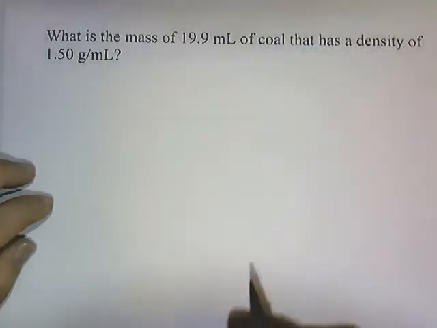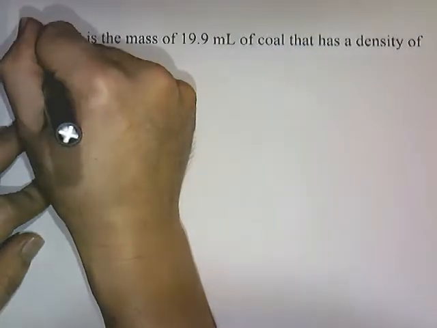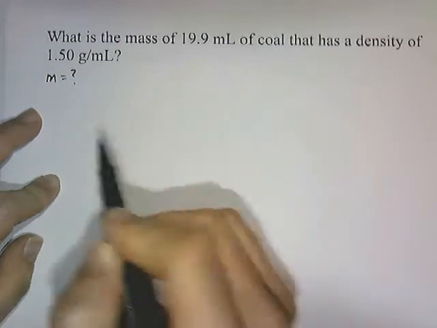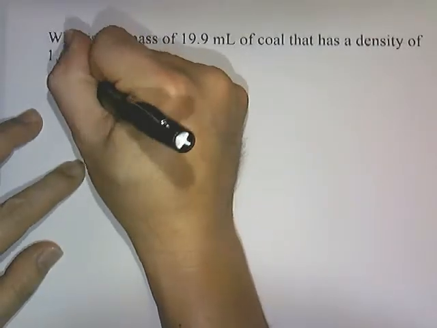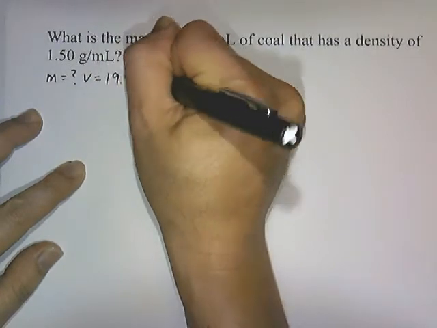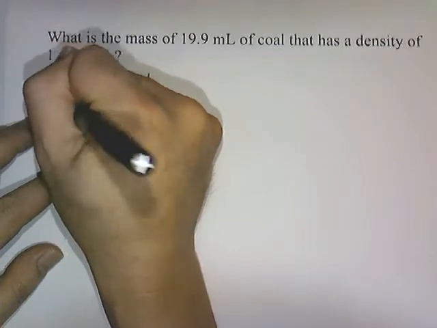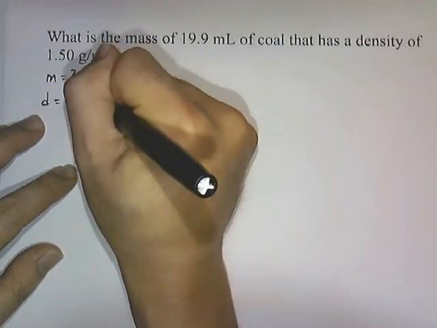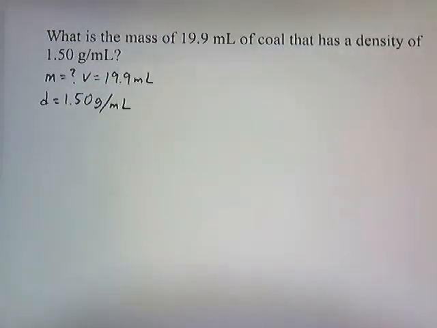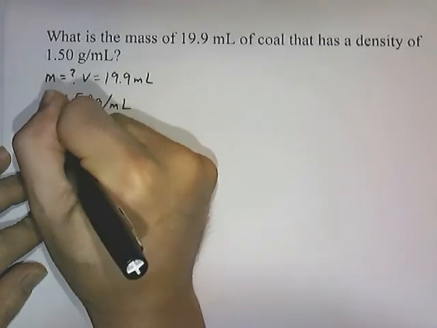All right, well, let's write what we have and what they ask for. They're asking for the mass. What is the mass? So M is unknown. And 19.9 milliliters. Milliliters is a measure of volume, so V equals 19.9 milliliters, and the density is given as 1.50 grams per milliliter. So grams per milliliter is the unit of density. Okay, so let's go ahead and put the formula down, and then we'll fill in the units.